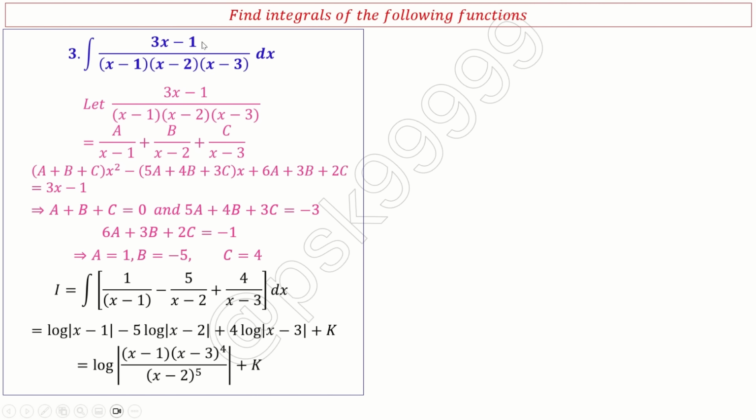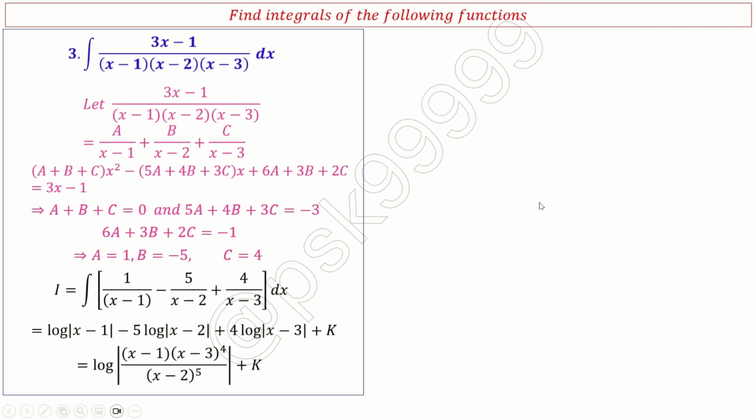Okay, so here, (3x minus 1) by (x minus 1) into (x minus 2) into (x minus 3). I will write this as A by (x minus 1) plus B by (x minus 2) plus C by (x minus 3). So I'll get equations basically in terms of three variables. If I solve it, I get A equal to 1, B equal to minus 5, C equal to 4. So this is my partial fraction of the given integration. Now this is nothing but log of (x minus 1) into (x minus 3) whole power 4 divided by (x minus 2) whole power 5.